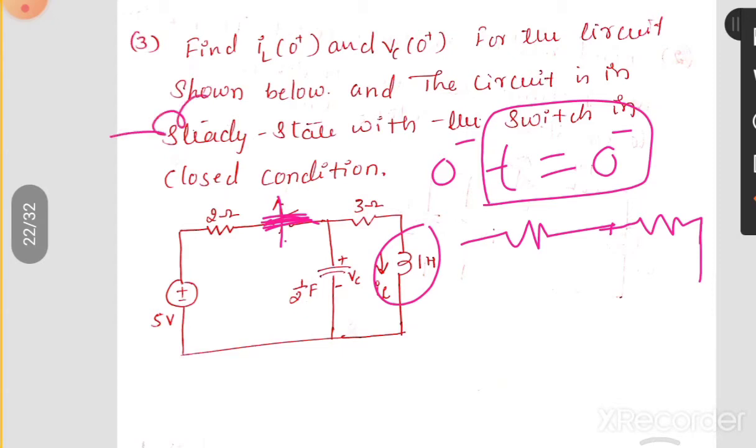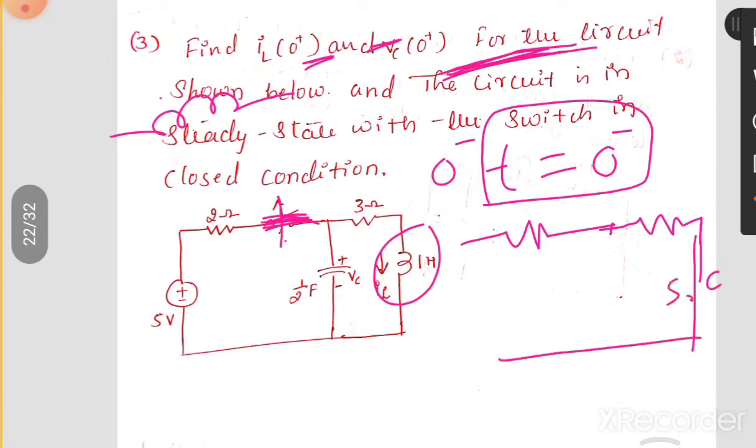Inductor with no current flowing, what is the final value of it? At steady state, what was it? It is a short circuit. If the inductor has an initial condition of no current flowing through it, how do we represent it? By an open circuit. For a final condition, it should be short. So this has to be short circuited.